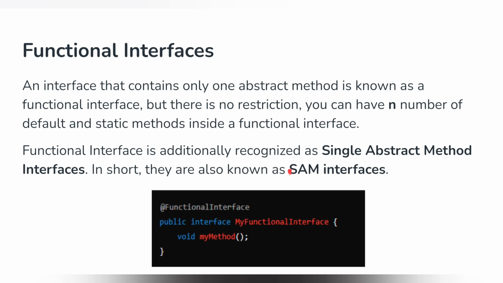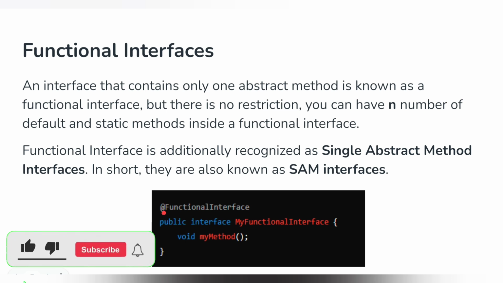And what does this SAM stand for? Single abstract method. So here we have one example of a functional interface. This is an interface, and we can provide any name. This is my functional interface. Inside this interface, I have just one abstract method. Here we haven't provided the abstract keyword. Why? Because all the interface methods are abstract by default. This is a single method and this is an abstract method. So this is a SAM interface, which is a functional interface.